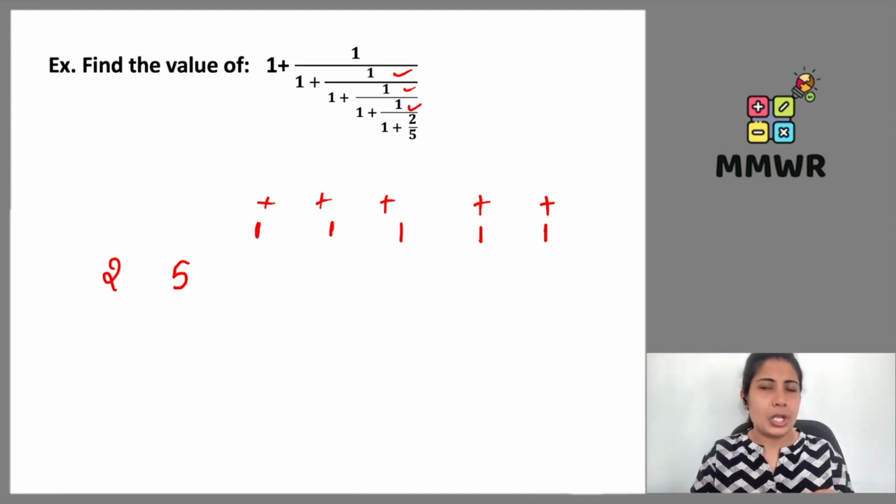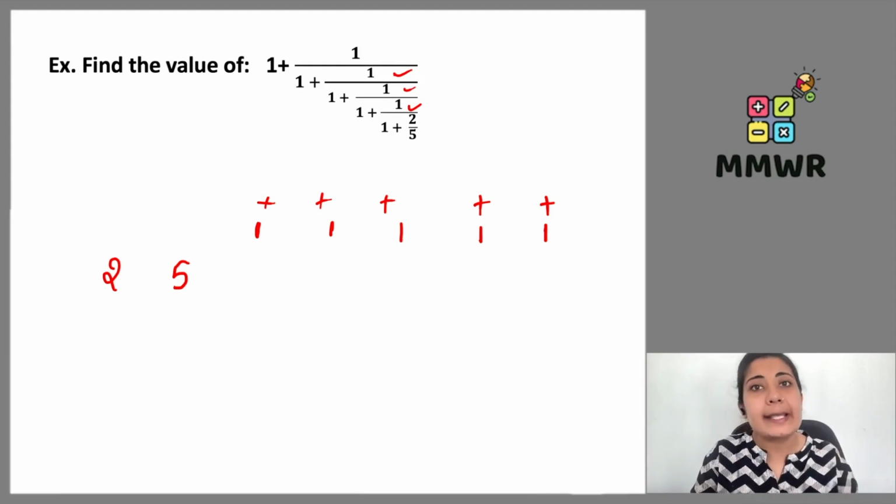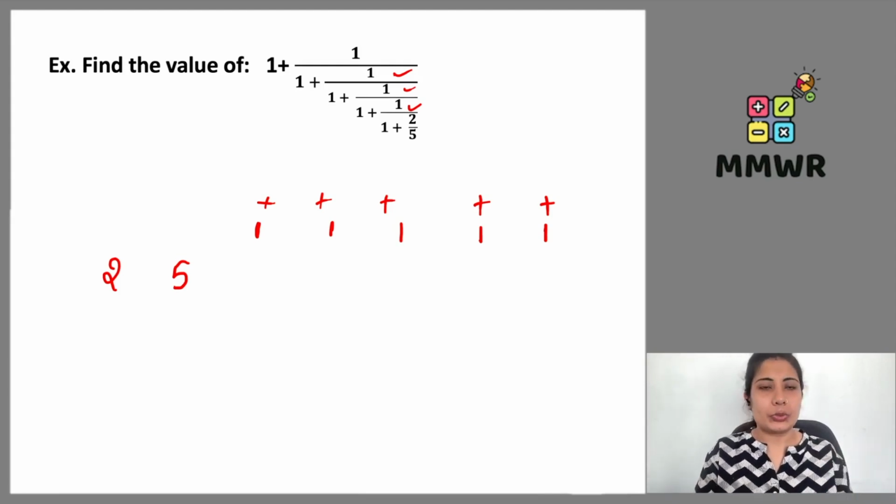Only 1 1 1 is there, so we don't have to worry for this also. Other than 1, whatever you will be getting in that case, what needs to be done, that also I'll show you. So what you will be doing, you will be first adding these two, right?